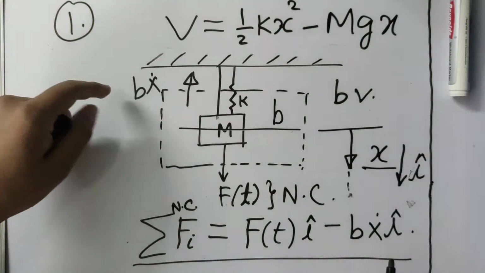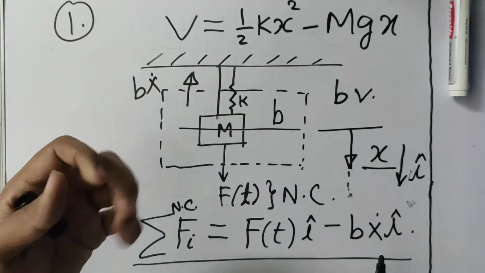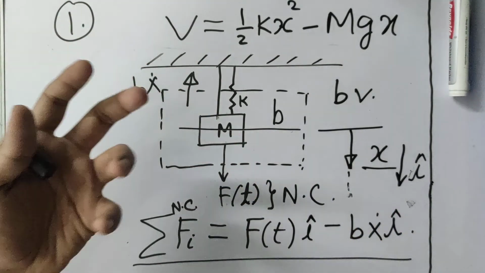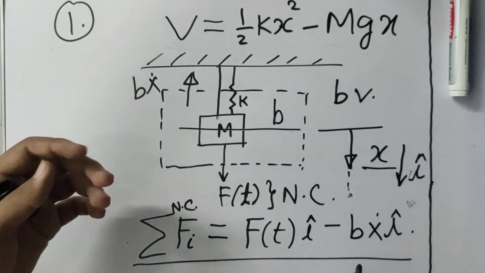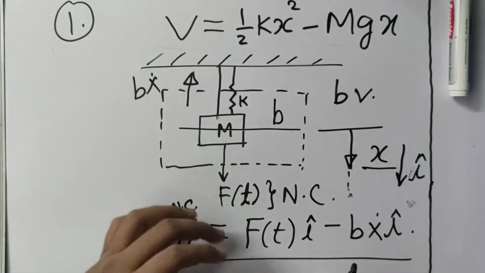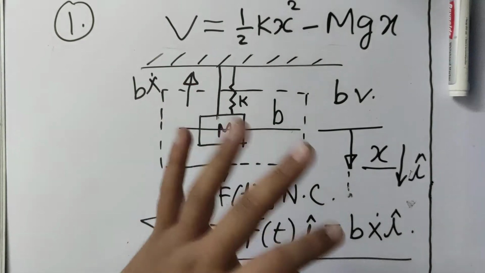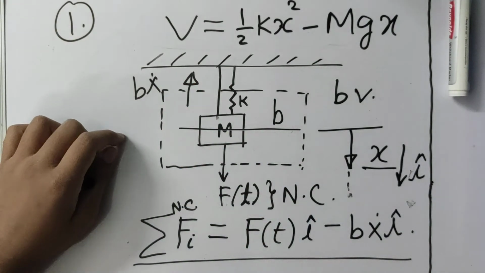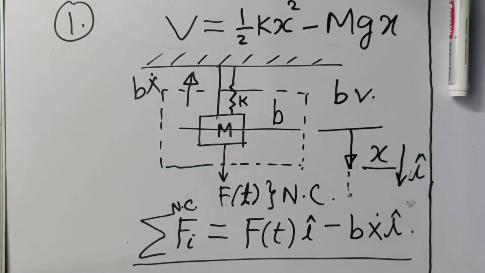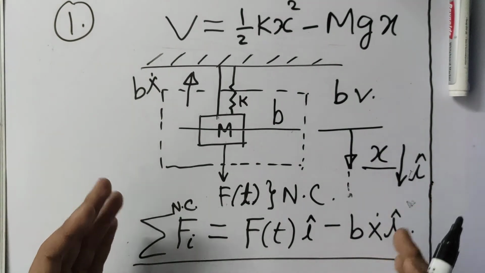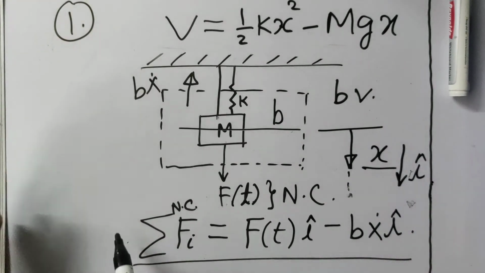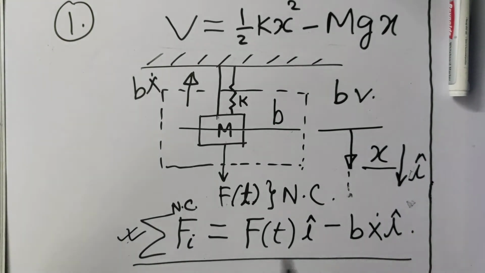Non-conservative, because the damper will extract energy. It is non-conservative, a source of dissipation. The viscosity is the source of dissipation, and this external periodic force F of t, I'm going to describe F of t anyway. So that one is also non-conservative because it will make our system do some work, and hence it is non-conservative. And this is the sum of the non-conservative forces acting on our system. This expression is very important. Give it a look before I rub it.